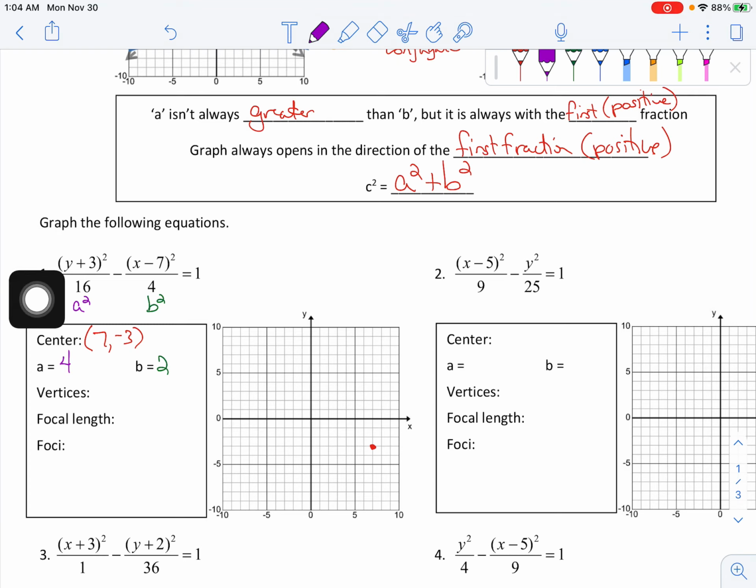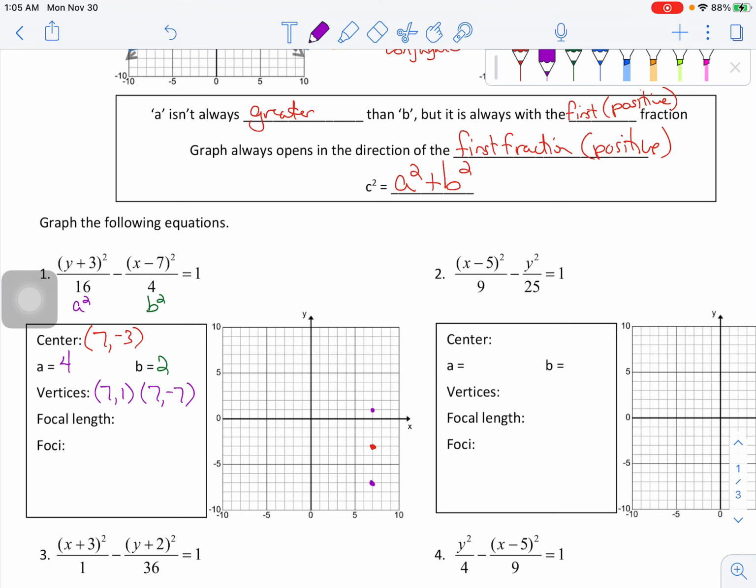What this is going to help me do now: my first fraction, my positive fraction, is the y squared fraction. So I'm going to count from my center up and down 4 units. 1, 2, 3, 4. 1, 2, 3, 4. And what I've just marked here are the endpoints of the transverse axis. Those are actually your two vertices. So my vertices here, I'm going to write those ordered pairs: (7, 1) and (7, -7). Okay, so those are my two vertices.